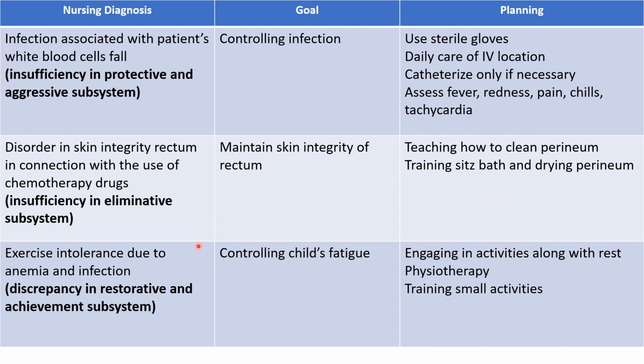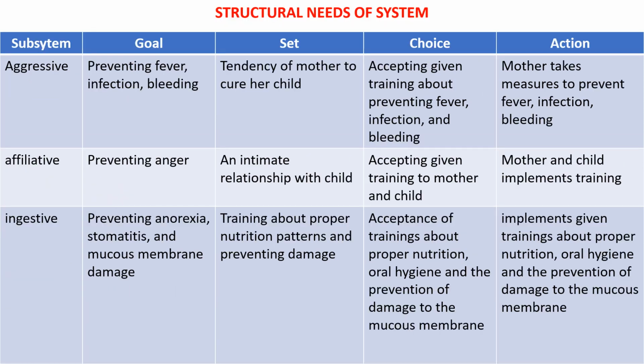In the next diagnosis, you can see it is not insufficiency, it is discrepancy in the restorative and achievement function. Here exercise intolerance is there due to anemia. So it is not insufficiency, we can say discrepancy, it is not optimally functioning. We will control the child's fatigue. We will engage in activities along with rest. Physiotherapy you can give, all activities.